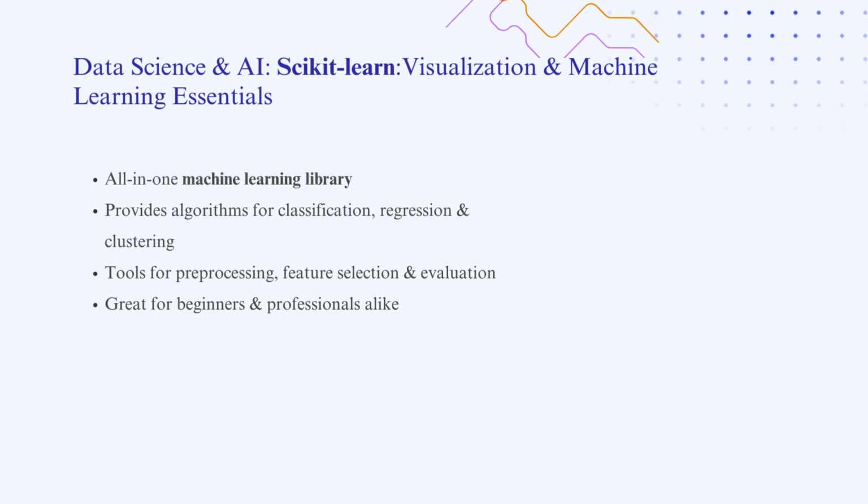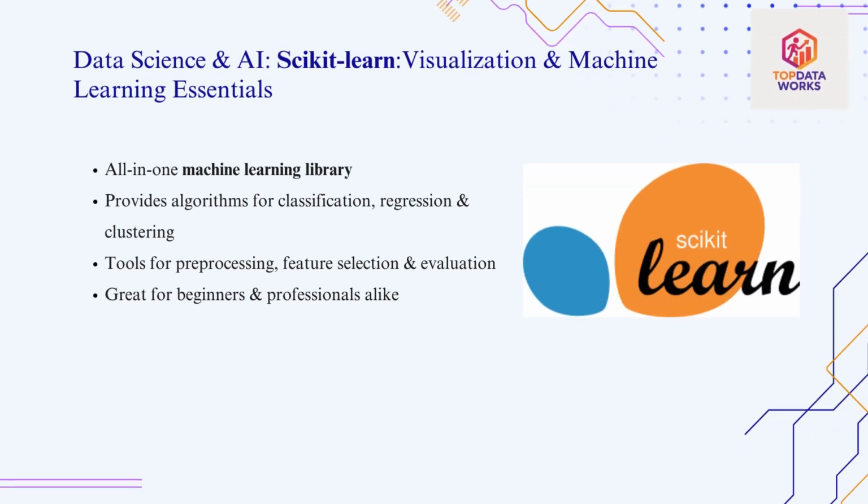So next comes Scikit-learn. This library brings machine learning to beginners in an easy way. It has ready-to-use algorithms for tasks like classification, regression, clustering, which are the most important algorithms used in machine learning, as well as dimensionality reduction. For example, you can use Scikit-learn to predict house prices, classify emails as spam or not, or group customers based on their behavior.